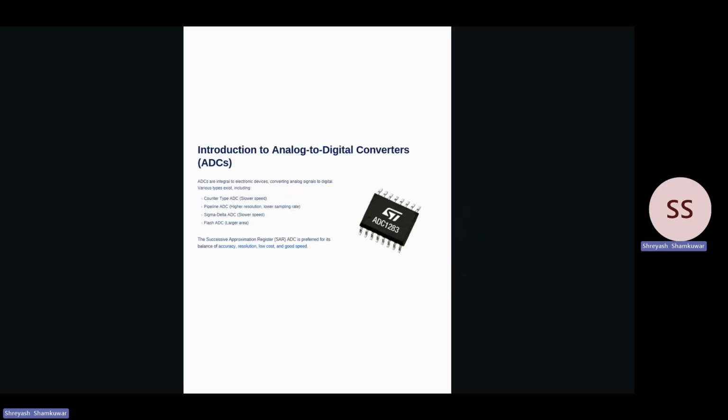Introduction to ADCs. ADC converters are essential in almost every modern electronic system. They convert real-world signals like voltage and sound into digital forms, which are then processed by computers and microcontrollers. There are multiple types of ADCs, such as counter type ADC, which is relatively slow, and pipeline ADCs, which offer high resolution but are smaller in sampling. Then there are Sigma Delta ADCs, known for precision but with low power and low speed. And there are Flash ADCs, which are fast but occupy a large area and consume more power.